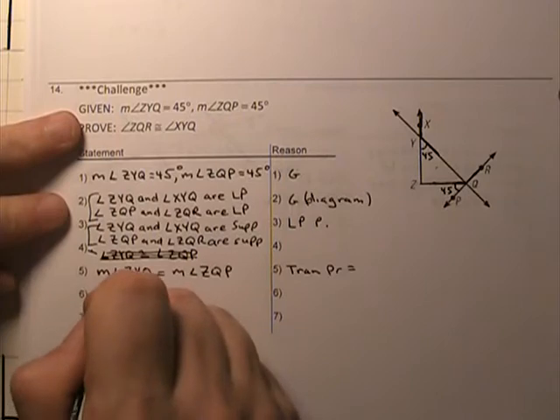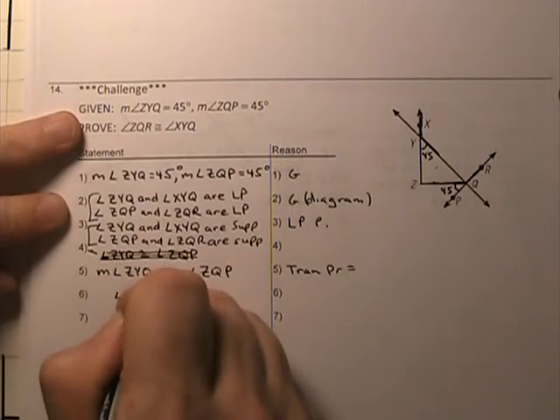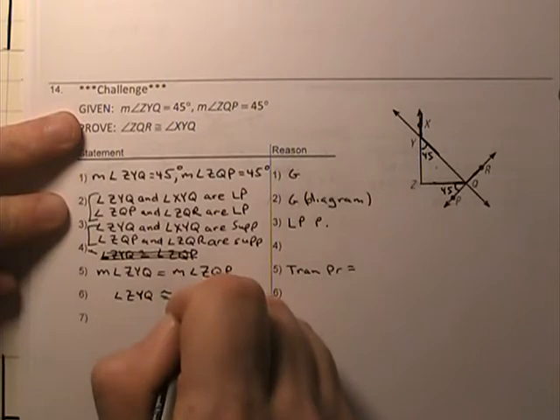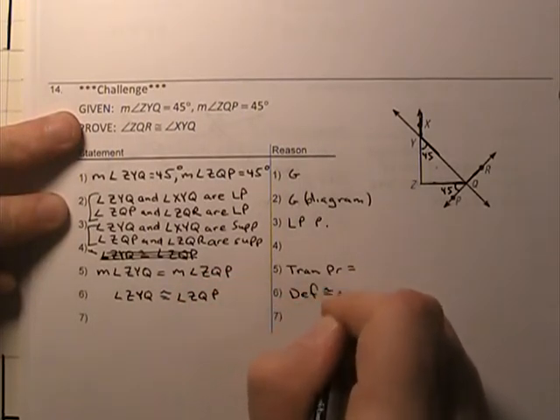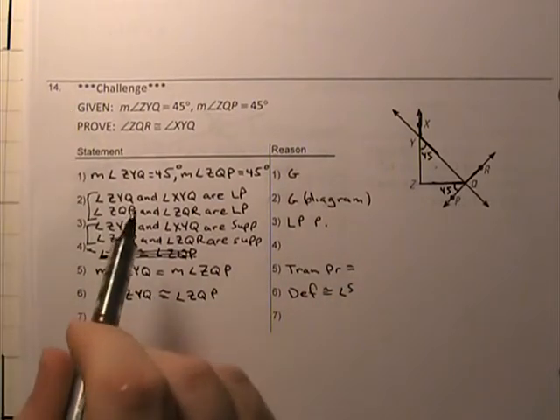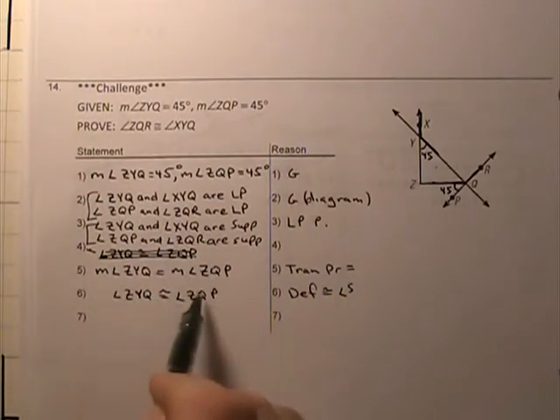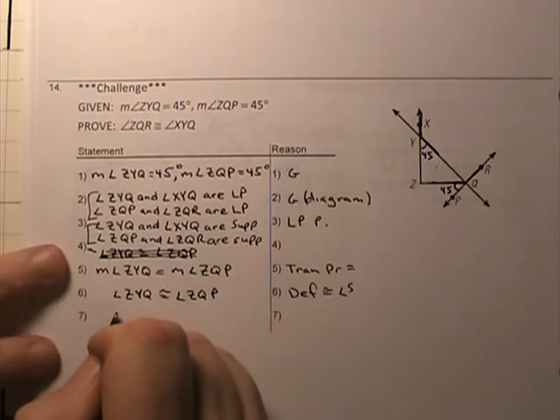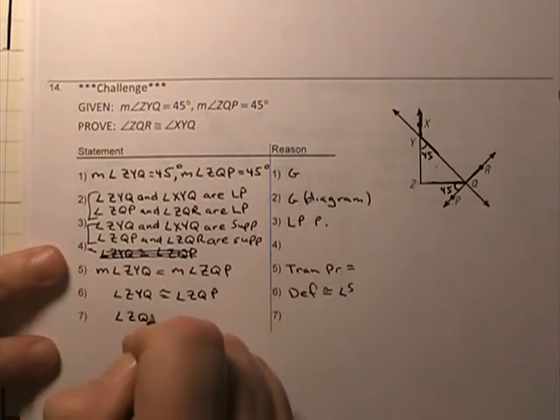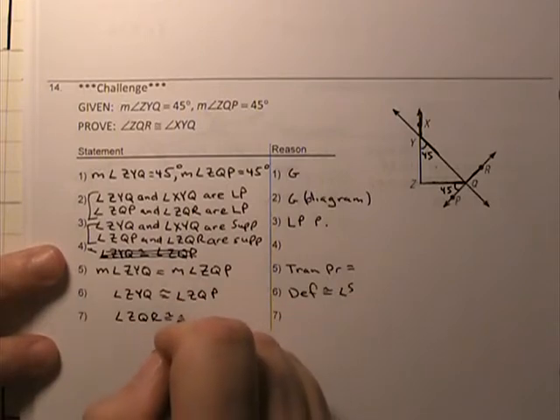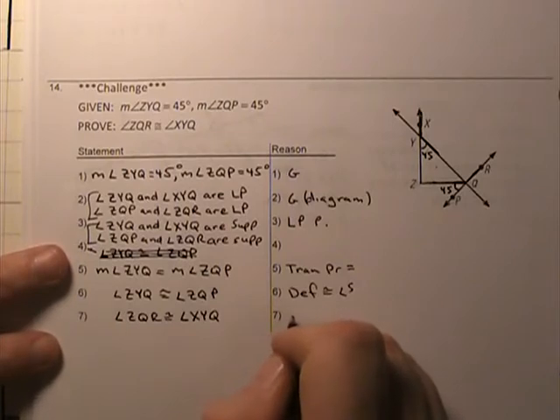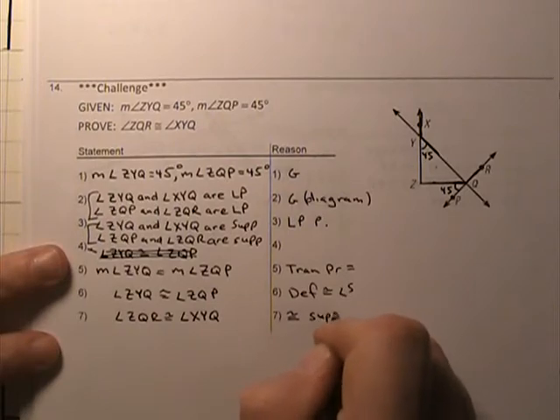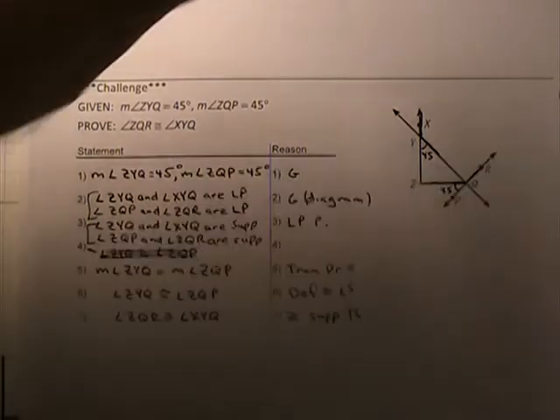Okay, so once they're equal, now I can do ZYQ congruent to ZQP. That's the definition of congruent angles. I've got angles up here that are supplements with congruent angles. So therefore I can say that angle ZQR and angle XYQ are congruent because of the congruent supplements theorem.